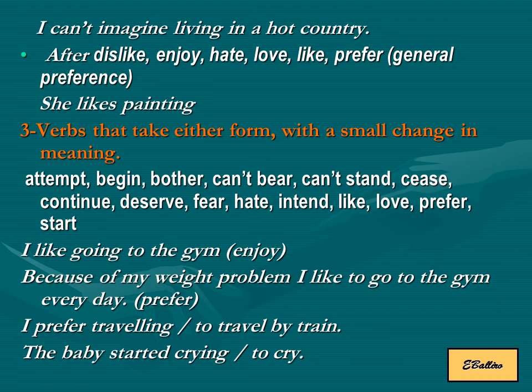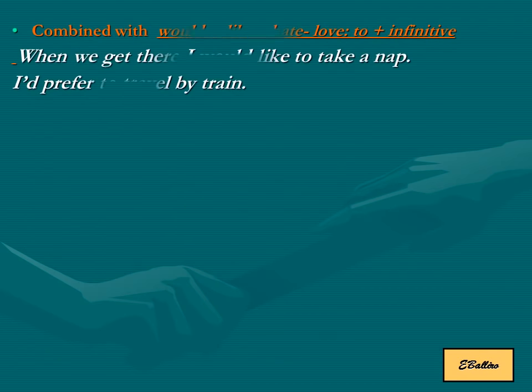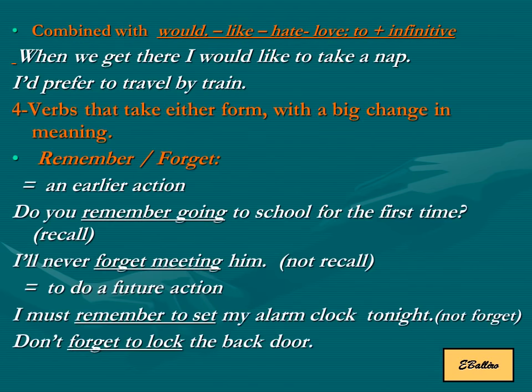I prefer traveling or to travel by train. The baby started crying or the baby started to cry. There is very little difference in meaning. Combined with would like, hate, love, the form is to plus infinitive. When we get there, I would like to take a nap. I'd prefer to travel by train.